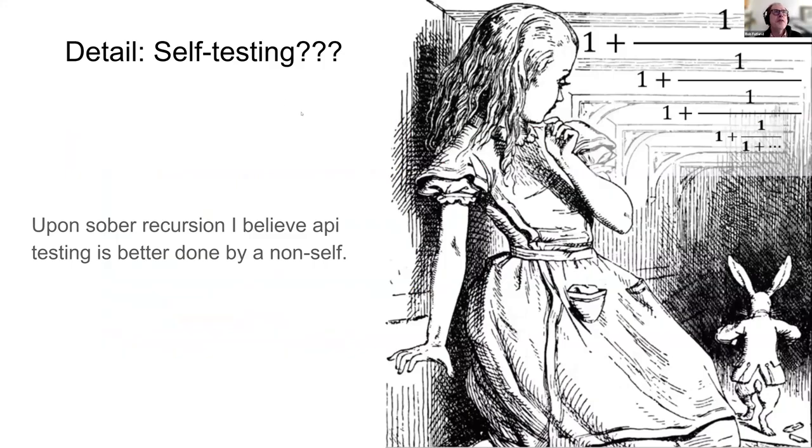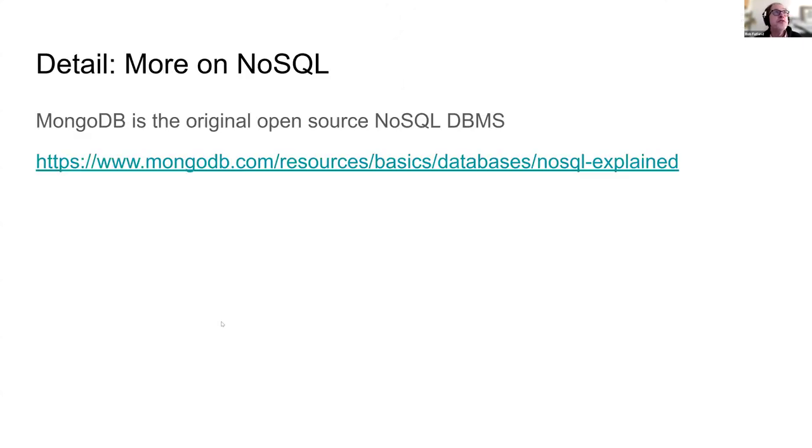I had an amusing thought, which is I could try and teach the API to test itself, but I found out that there was sort of some terrifying possibilities for recursion there. An API that calls itself could end up doing so ad infinitum, and then we'll end up down the rabbit hole. So upon sober reflection, I believe API testing is better done by something other than the API itself. Little coding philosophy from a non-computer science person.